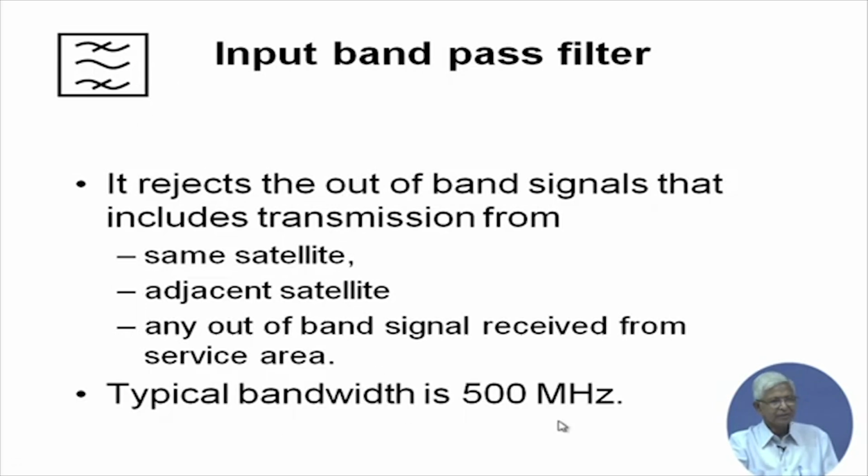And typical bandwidth of C band is about 500 megahertz, 500 to 700 megahertz based on the allotment, and so the input filters are of that size. In Ku band, Ka band, it may be of different bandwidth.